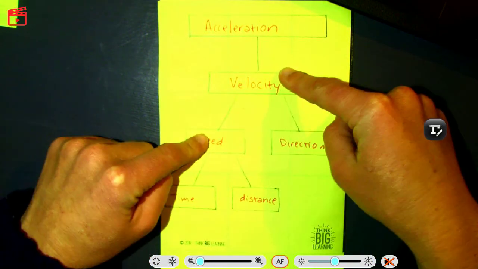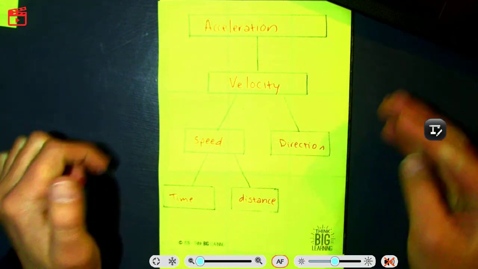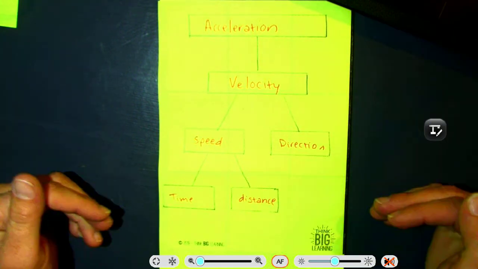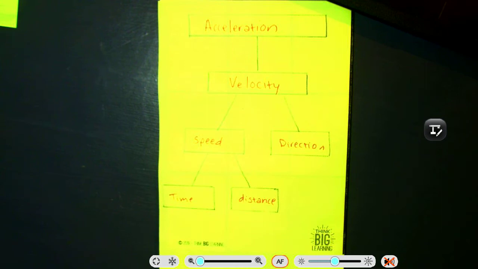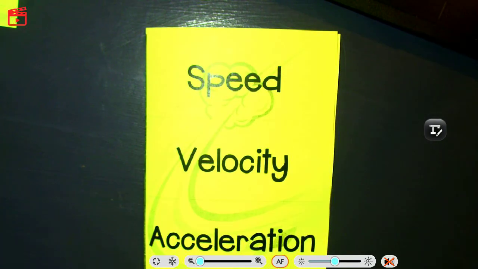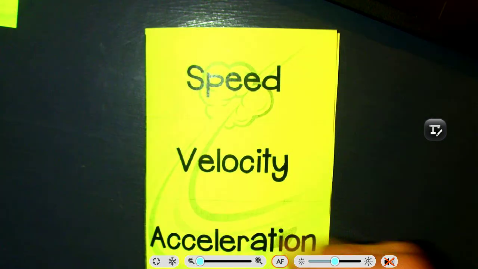All right, so you need to understand this flow chart because when you do, it's much easier to figure out the difference between acceleration, velocity, and speed. Okay, so this is a very good foldable for you to do or have whenever you are doing this assignment right here that I also linked to it.